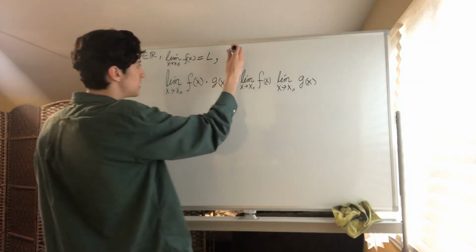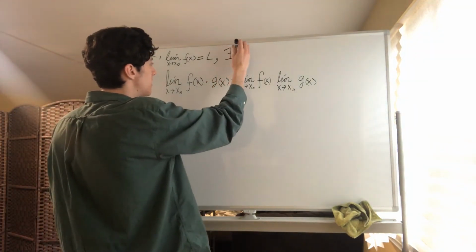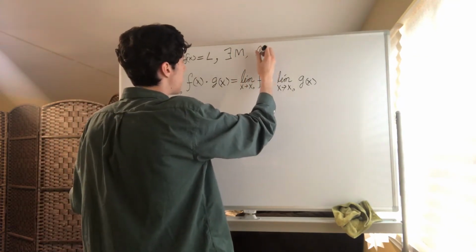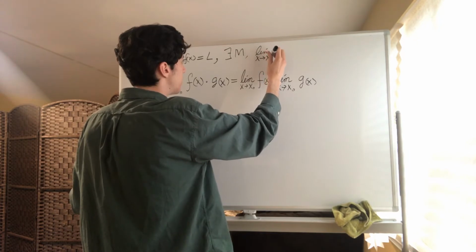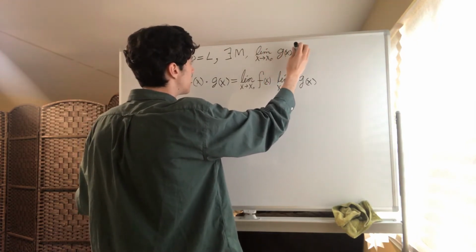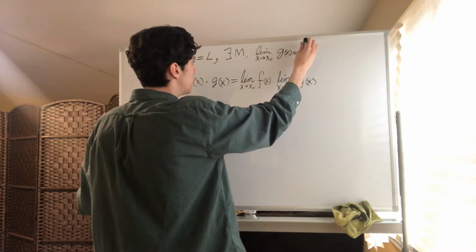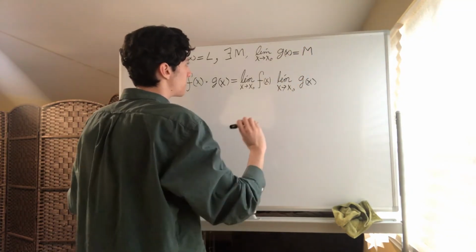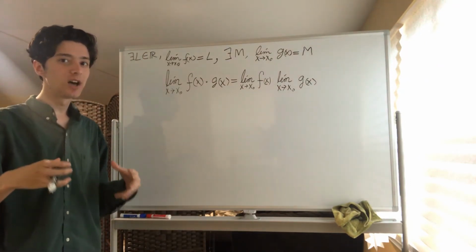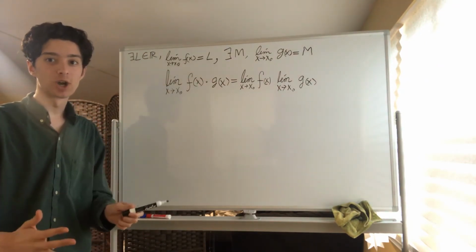And for g, we can say, well, there exists an m, right, such that the limit as x approaches x naught of g of x is equal to m. So now, let's use the definition of these limits to see what we can show.